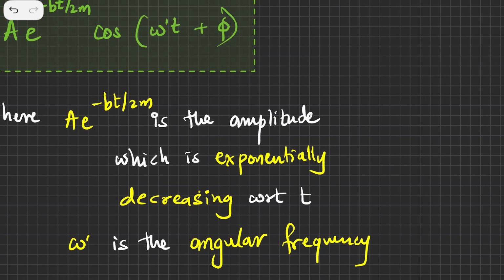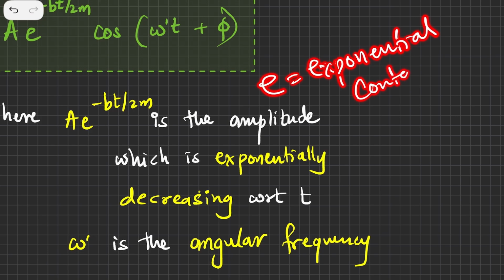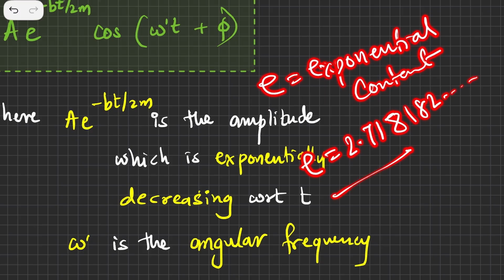Now a is a constant, b is a constant, 2 is a constant, m is a constant, and t is a variable. e is called the exponential constant, and the value of e is 2.718182, and it keeps on going. It's an irrational number, a number which keeps on reoccurring in mathematics, and that's the reason why we use it. There are a lot of details about the exponential constant in mathematics, but we are not into studying it in this course.